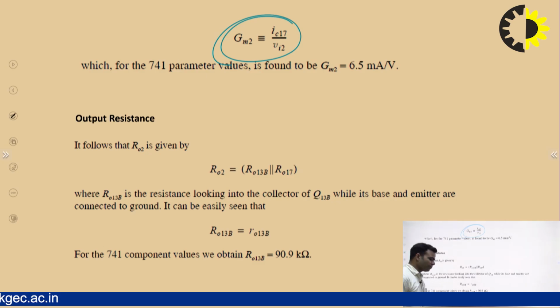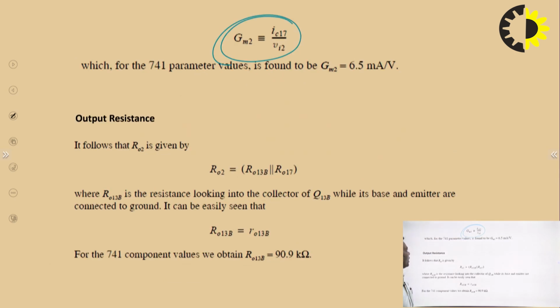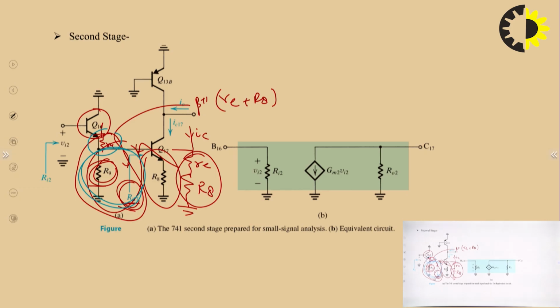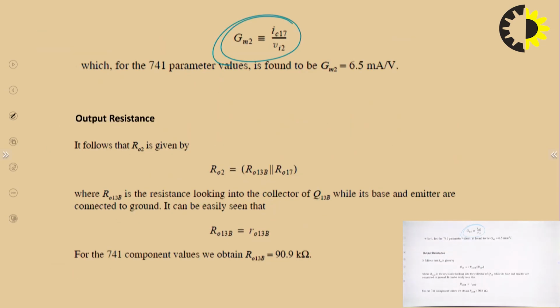So up to this point we have found out the input resistance. If you put all the parameters, you will get it is equal to 4.4 mega ohm, and we have found out GM2. Now let us talk about the output resistance. See, what will be the output resistance? Output resistance will be the parallel combination of these two. So RO13B is the resistance looking into the collector of Q13B, while its base and emitter are connected to the ground. So we can easily write that RO13B is equal to small RO13B.